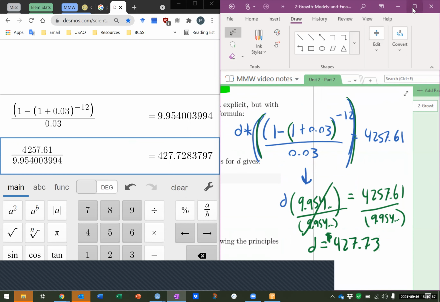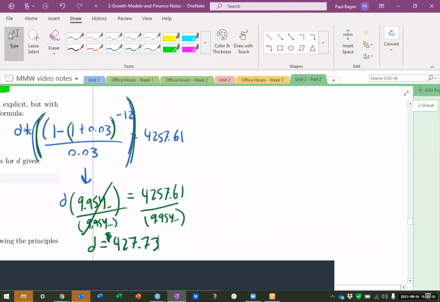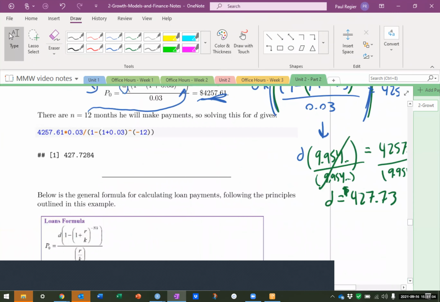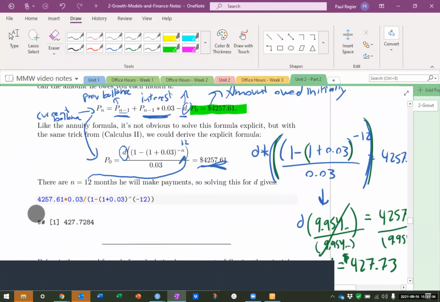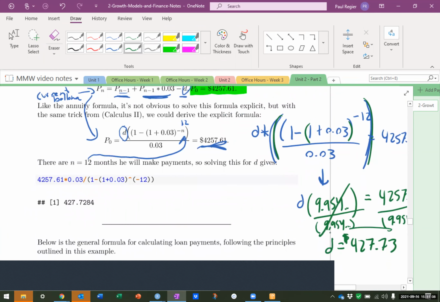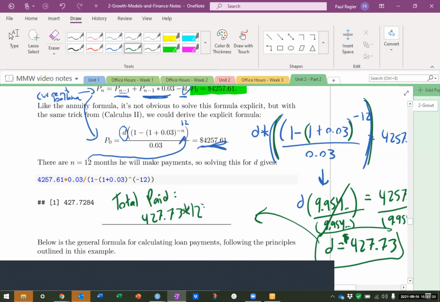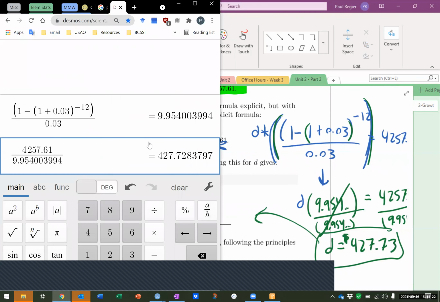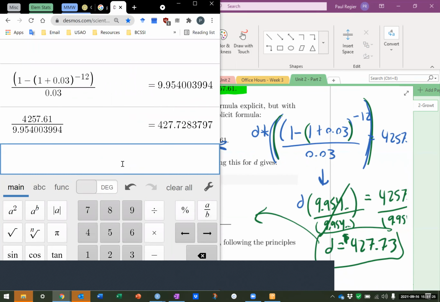So that's how you can solve this. It's a lot of different calculations, but we've solved effectively for our monthly payment. And so that means after a year, he'll have paid this amount 12 times. So total paid out to you, times 12. Let's just check out what that is. So he will have paid you $5,132.